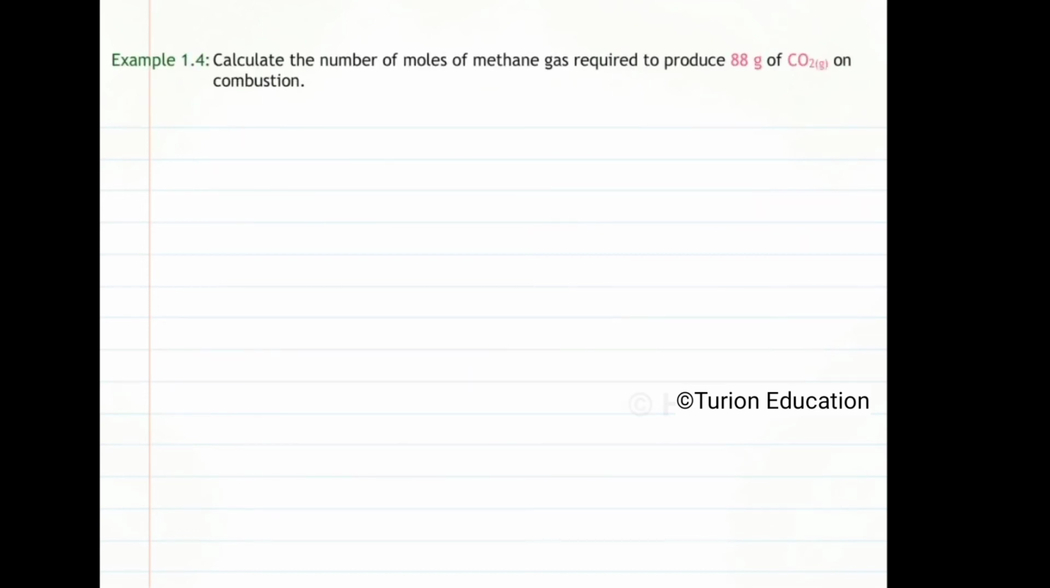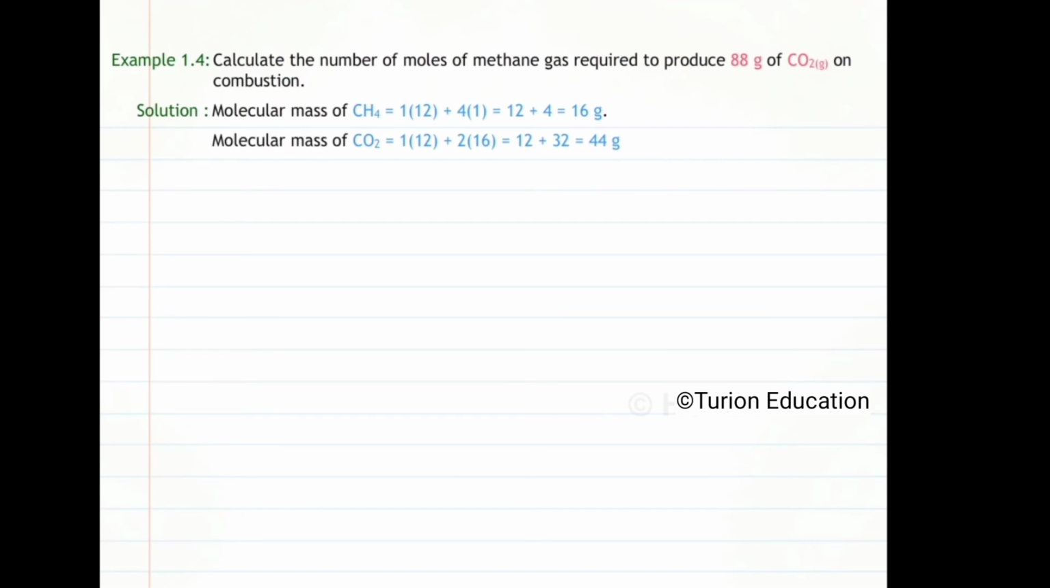Example 1.4. Calculate the number of moles of methane gas required to produce 88 grams of CO2 gas on combustion. Solution. Molecular mass of CH4 equals 1 × 12 + 4 × 1 = 12 + 4 = 16 grams. Molecular mass of CO2 equals 1 × 12 + 2 × 16 = 12 + 32 = 44 grams. We write a balanced chemical equation for the reaction. CH4 gas + 2O2 gas gives CO2 gas + 2H2O gas.